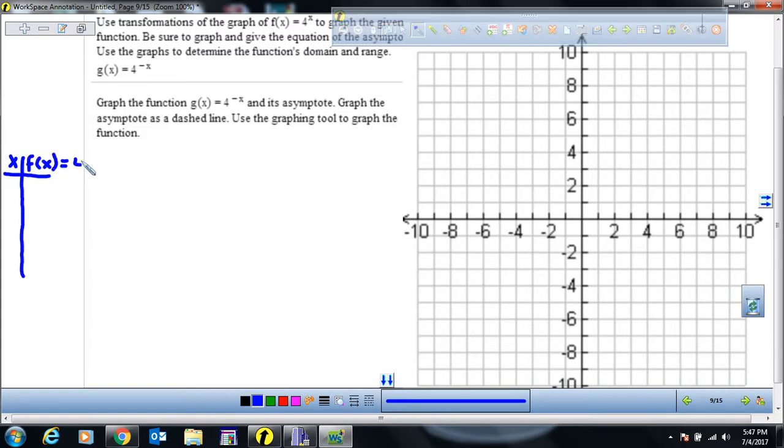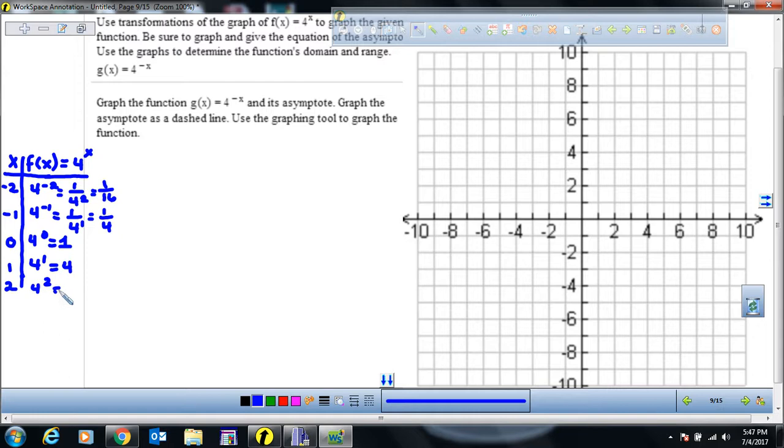So f of x equals 4 raised to the power of x. So my points are going to be again negative 2, negative 1, 0, 1, and positive 2. If I put 4 raised to the negative 2 power, remember that represents the reciprocal, which is 1 over 4 to the second, and that is 1/16. The next one, 4 raised to the negative 1 power, that represents the reciprocal, which is 1 over 4 to the first power, which is 1/4. Then anything raised to the 0 power by definition is equal to 1. 4 raised to the first power is 4, and 4 raised to the second power is going to be 16.